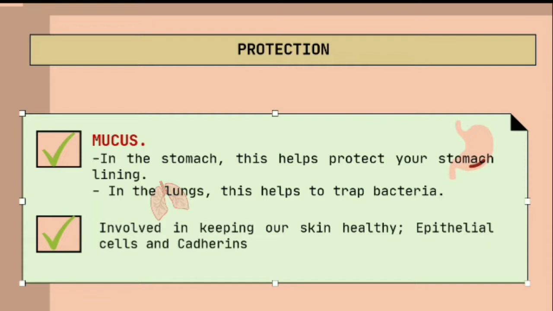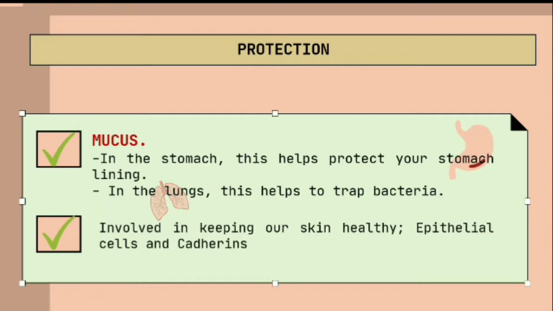That is why in the stomach, this mucus helps protect our stomach lining from the harsh acids needed to digest food. In contrast, in the lungs, the mucus helps to trap bacteria, keeping our lungs clean and healthy. Moreover, glycoproteins are also involved in keeping our skin healthy, specifically the epithelial cells and the cadherins.